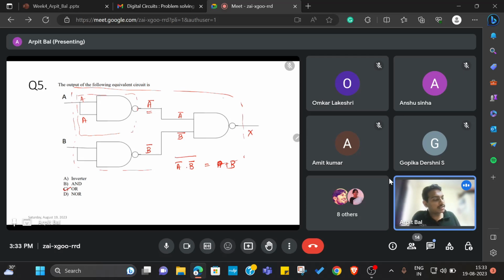So here we can see that using only NAND gates, we can make an OR gate. NAND and NOR are actually called universal gates, because we can synthesize any gate that we want using only NANDs and NORs. Okay, so yeah, let's move on to the next question.